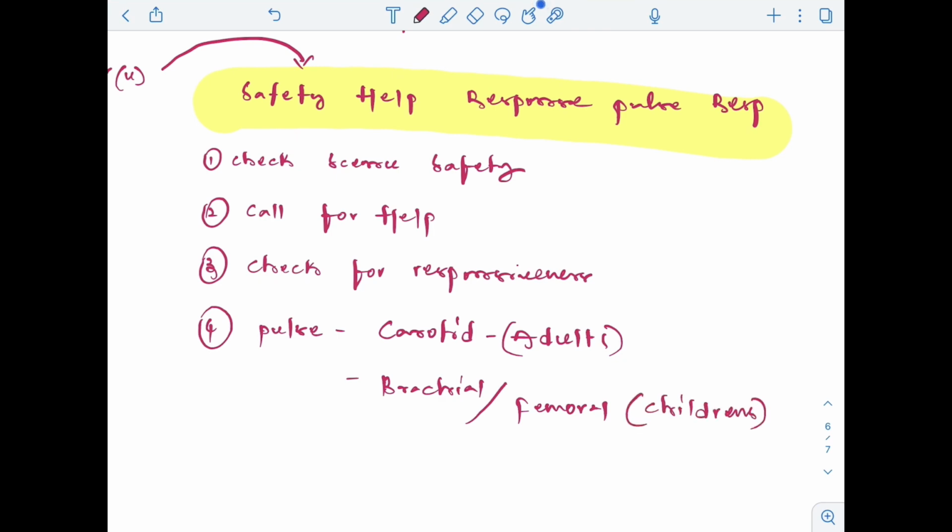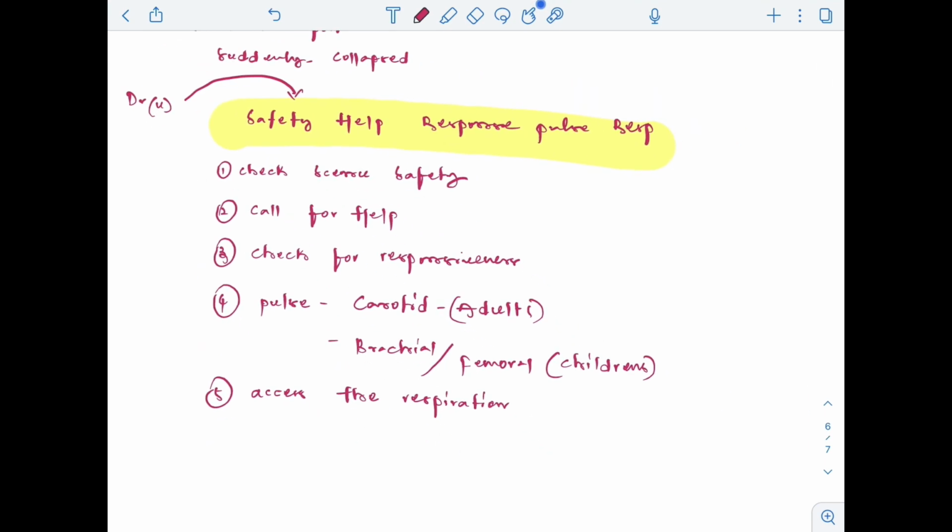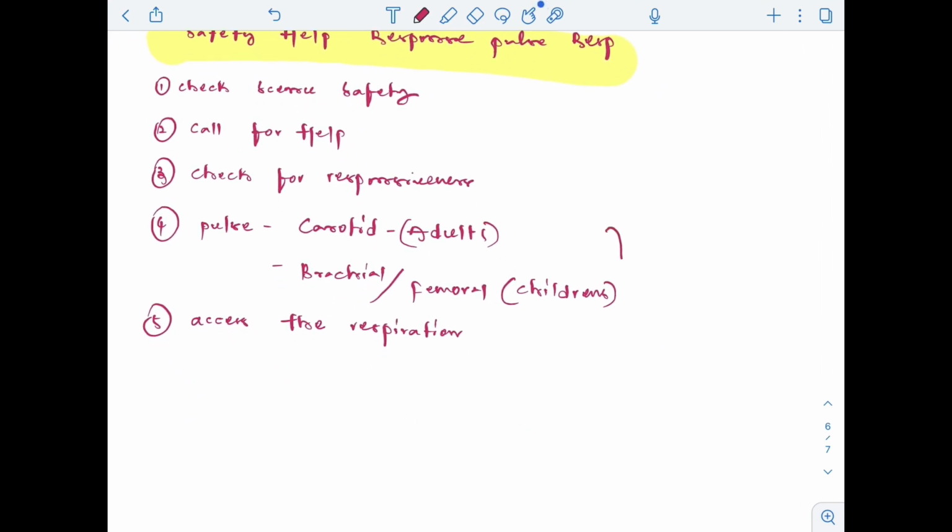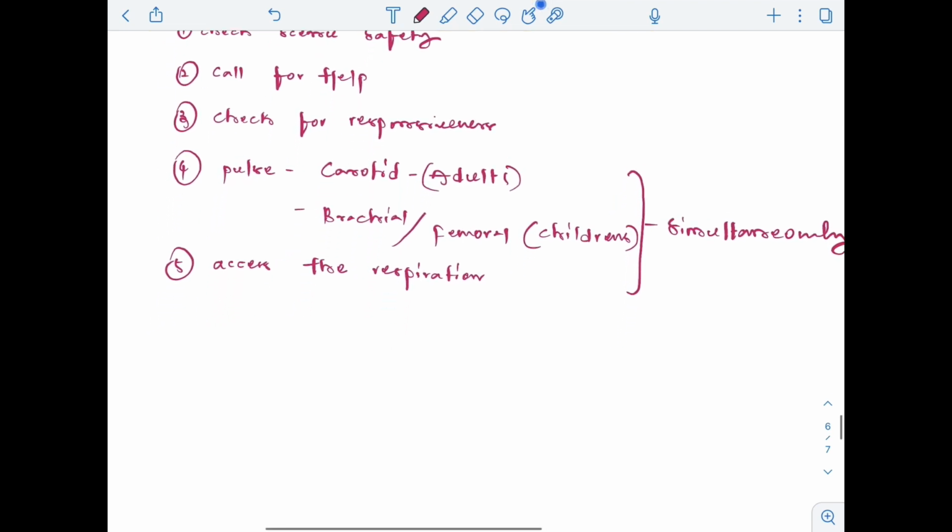And the last one, the fifth one, is the respiration. You should assess the respiration. You should check whether the patient is breathing or not. And here the fourth and fifth steps should be checked simultaneously.